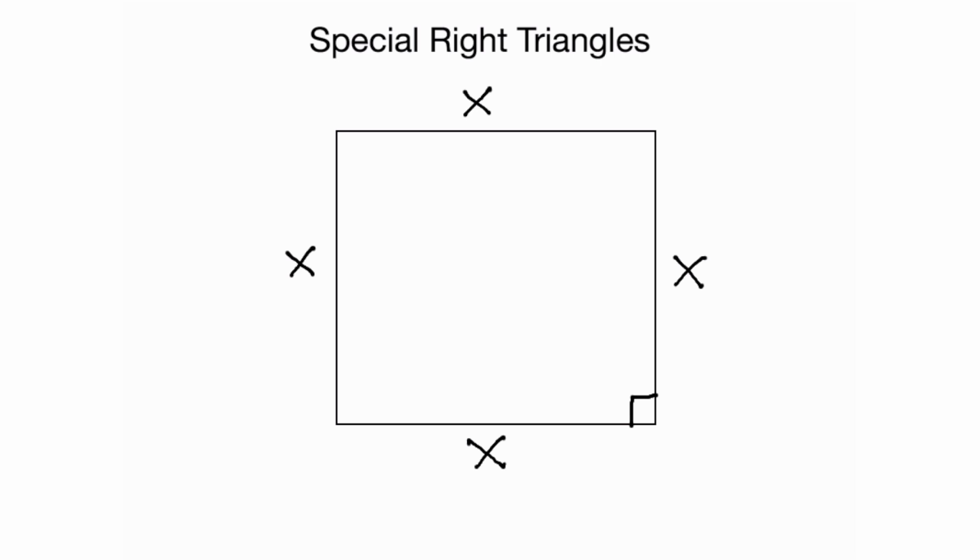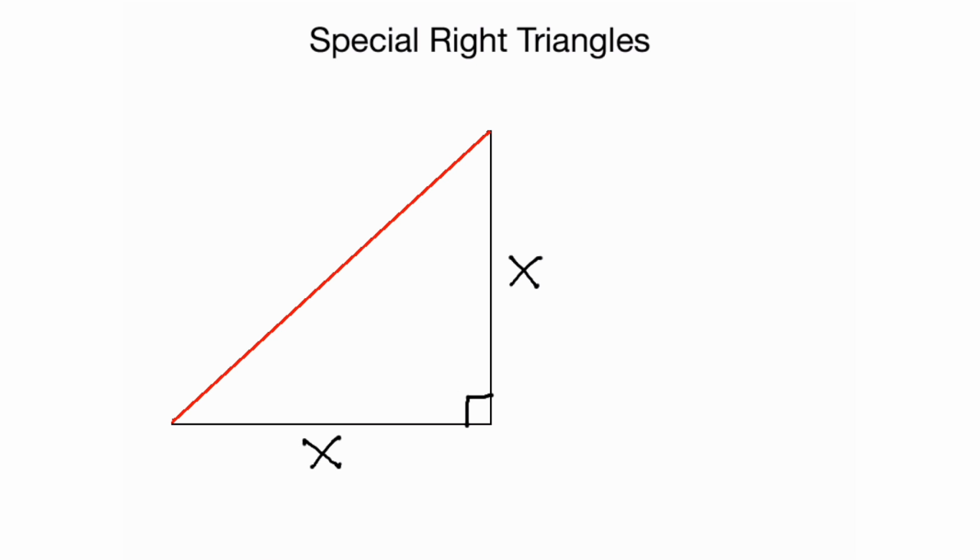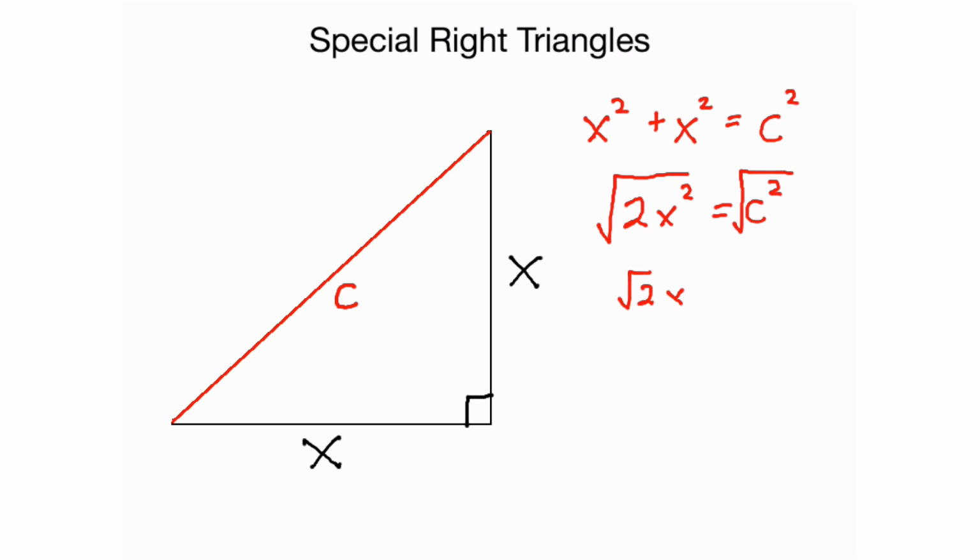Next, we're going to look at the next regular shape we know from geometry called a square. If this was cut along the diagonal, we have what's called a 45, 45, 90 right triangle. Using Pythagorean Theorem, a squared plus b squared equals c squared, we want to find the relationship of all three sides. And what we notice here is the hypotenuse is square root of 2 times longer than the leg.